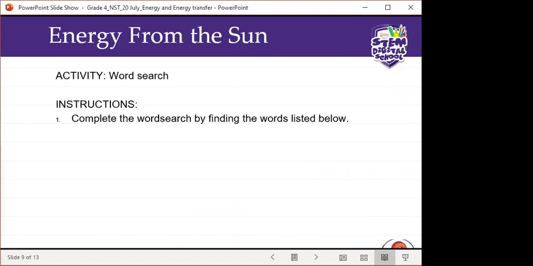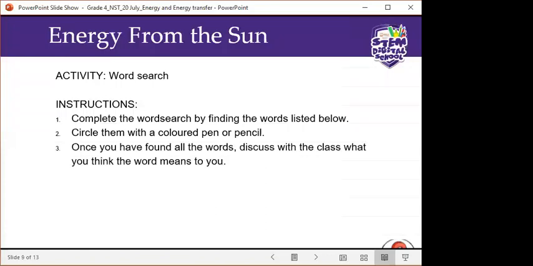And we're going to do a word search, all right? Instructions: complete the word search by finding the words listed below, circle them with a colored pen or pencil, and then once you have found all the words, discuss with your class what you think the word means to you.